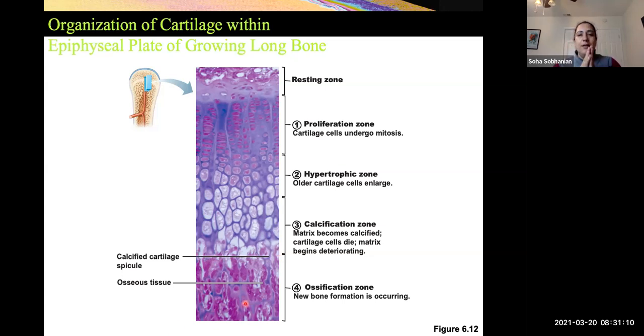So let's kind of refocus. If I ask you guys, do I increase the length of the bone? Pay attention. Do I increase the length of the bone from the diaphysis end or the epiphysis end? What would you say? Do I increase the size of my bone from the diaphysis end or the epiphysis end? What would you say?